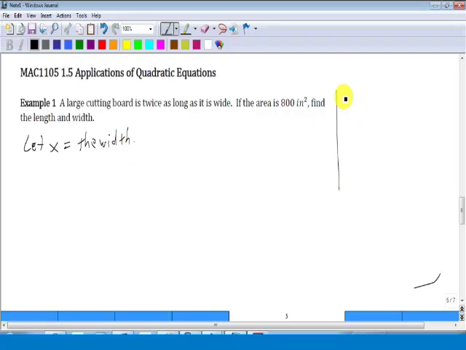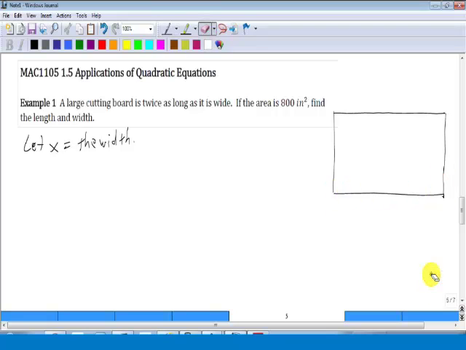Draw the picture. There we go. So x is the width. You can put the x on the other side too, but typically just one place, one of these two sides that have the same dimension is fine, because we're not talking about the perimeter, we're talking about the area.